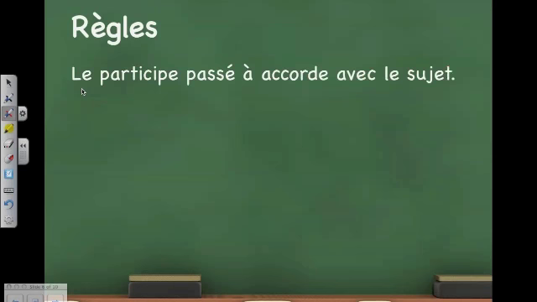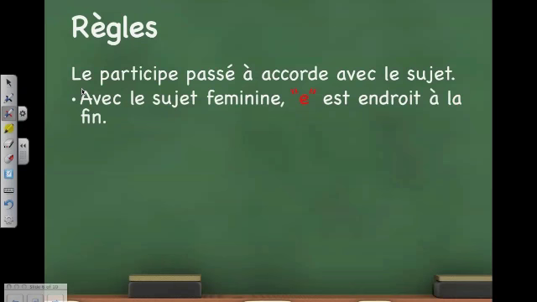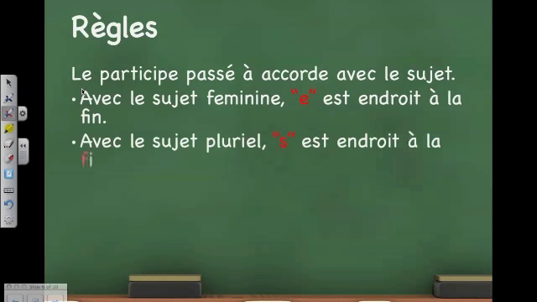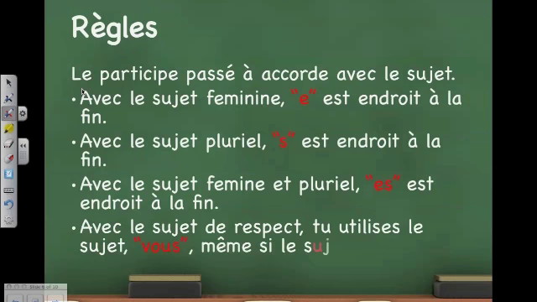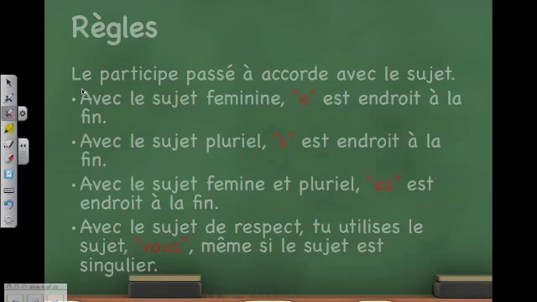The past participle corresponds with the subject. With feminine subjects, an E is added at the end of the verb. With plural subjects, an S is placed at the end of the verb. If the subject is feminine and plural, ES is at the end of the verb. If you are showing respect to the subject, use the subject vous, even if the subject is actually singular.